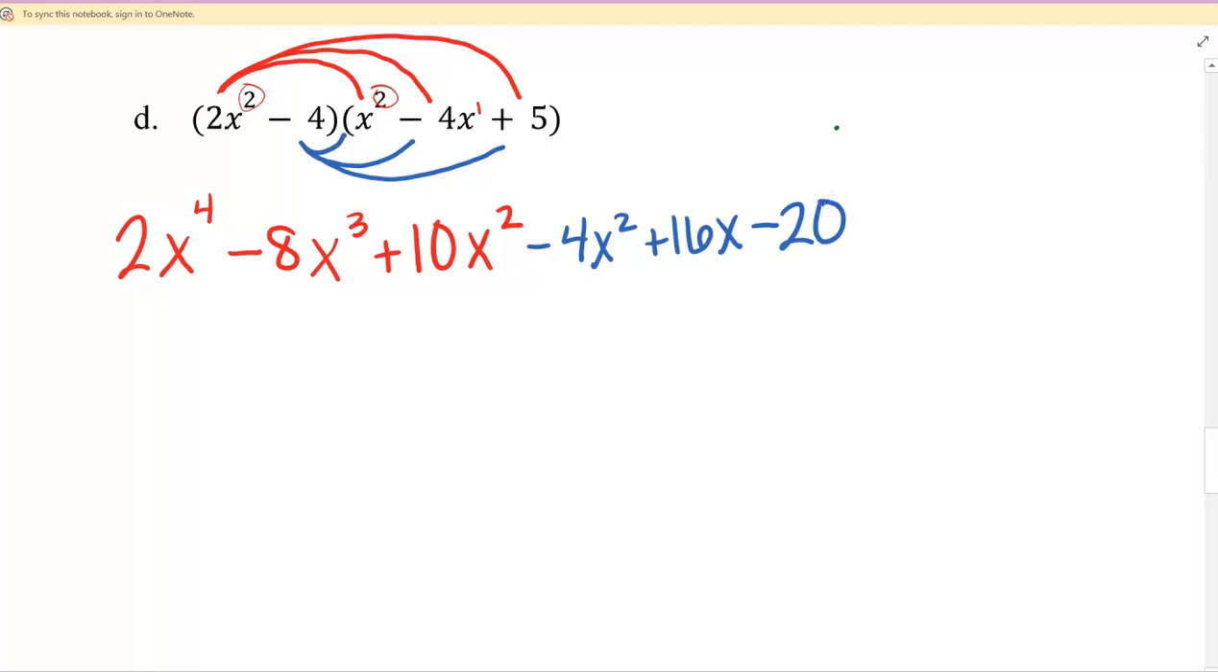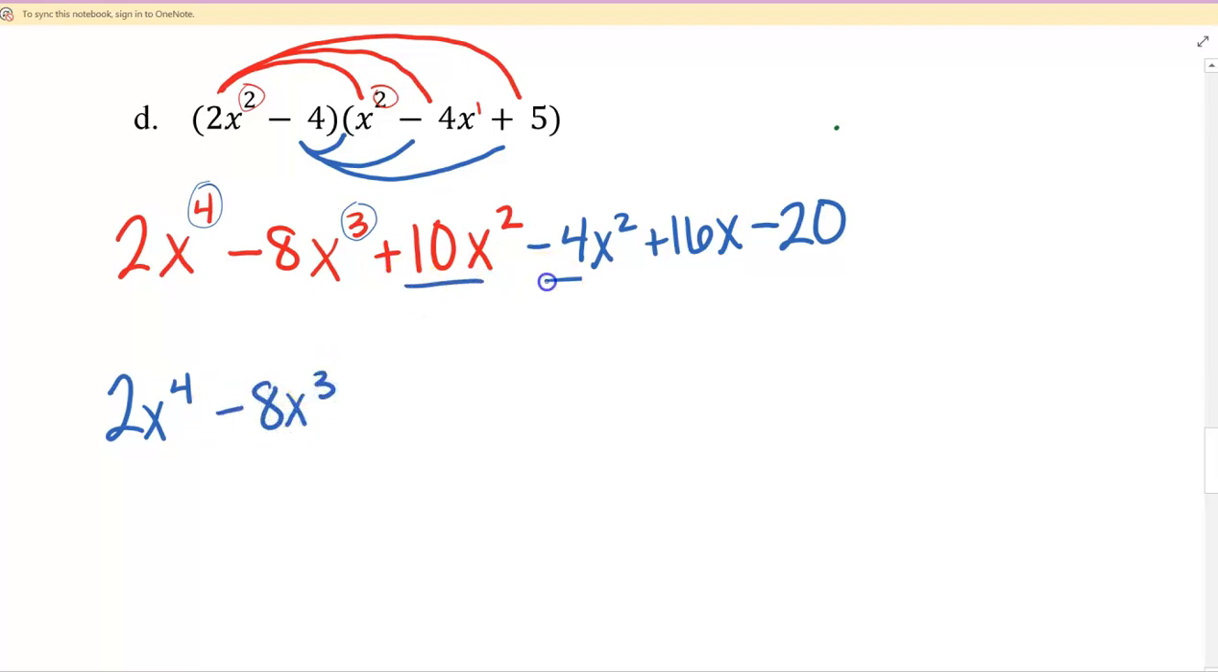And then we're just going to look and see what things we can combine. So, do we have any other powers of 4? No. So we're going to drop that one down. Any other powers of 3? No again. So let's drop that down.